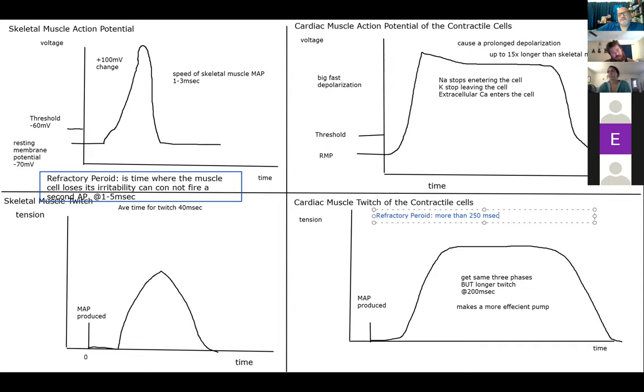Don't want it overused. Okay, that's a good thought. How long is the actual contract? How long is it producing tension for? Only 200 milliseconds. When I move my arm through space, do I just use one muscle action potential and one twitch to move my arm through space? No, I rapidly stimulate it and I add a whole bunch of twitches together.